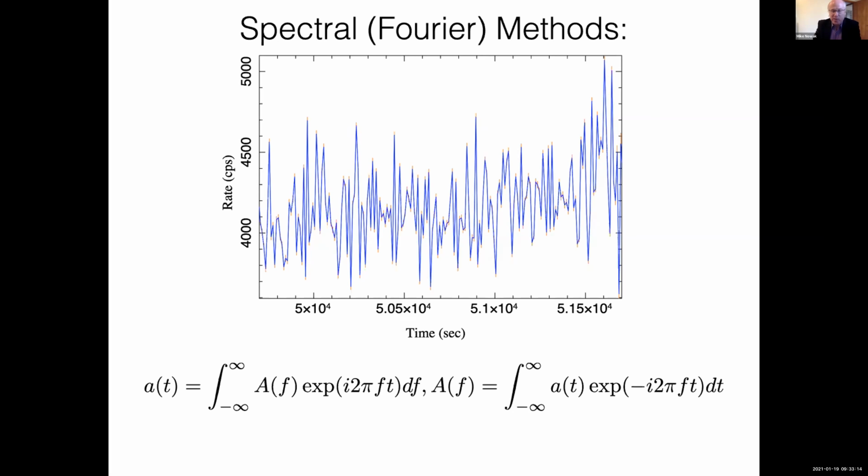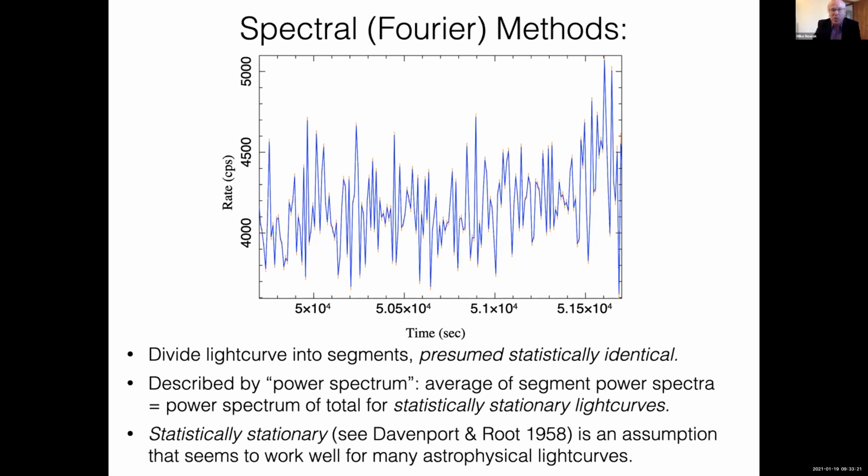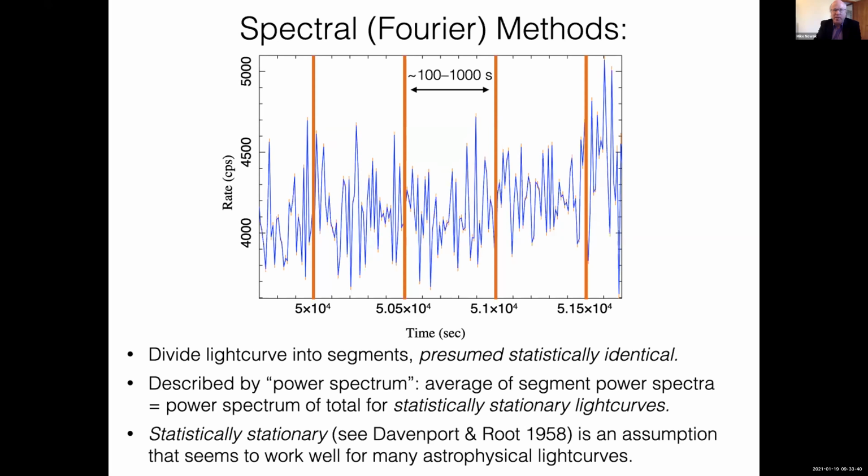Now, of course, in X-ray astrophysics, we don't have continuous light curves and we don't have infinite light curves. So what we do instead is look at these discrete light curves over finite times, and we divide these finite times into segments. We're going to presume that each of these segments is statistically identical to the others. And typically, we divide the light curves into segments on the order of 100 to 1,000 seconds.